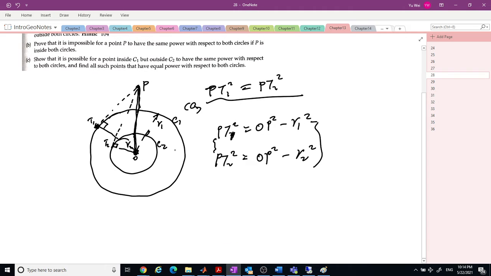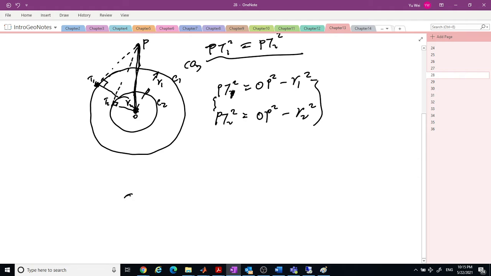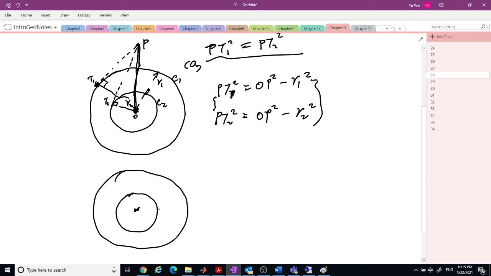So the same thing, we want to prove B. Okay, so it's still concentric. It's still the same thing, R1 and R2. This is C2, this is C1. We want to prove that inside the circle, there is no point P with equal power for both circles.